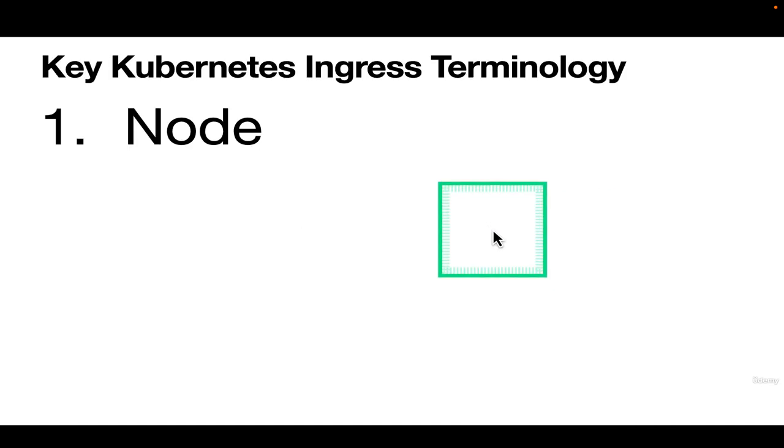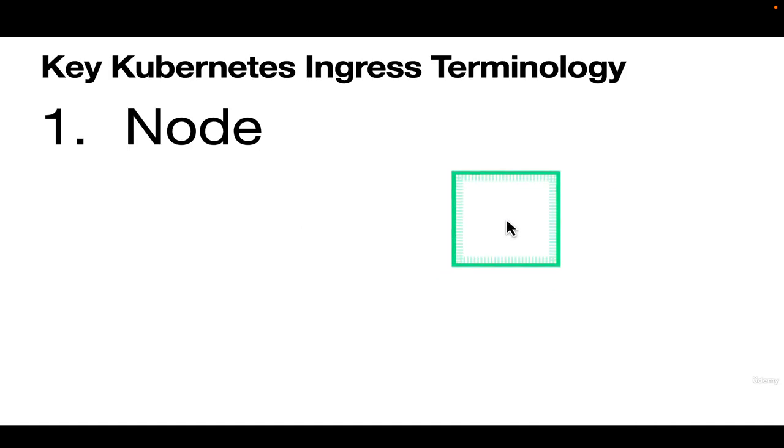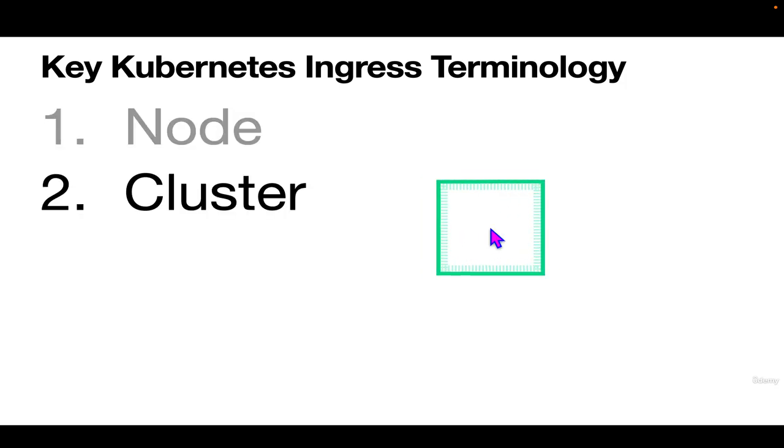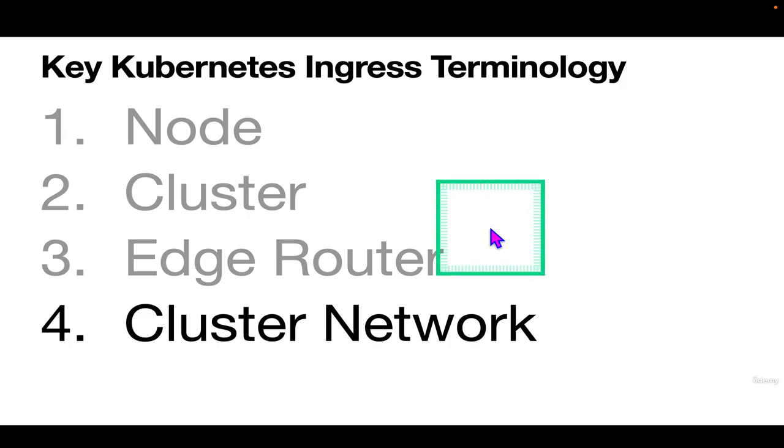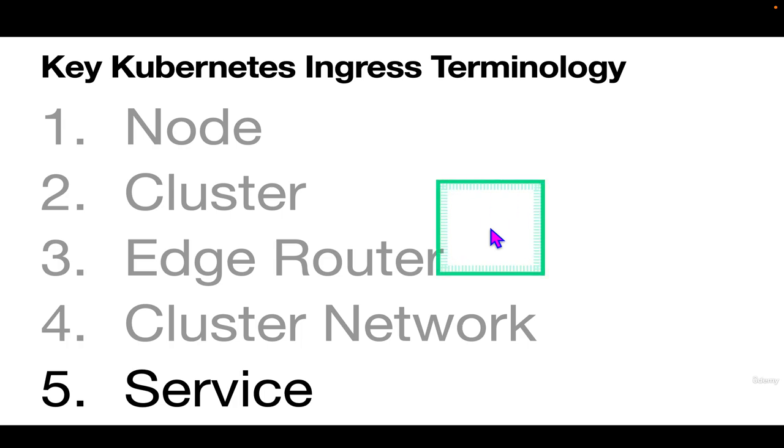Okay, a node is a worker machine in Kubernetes, part of a cluster, which we already know. A cluster is a set of nodes running containerized applications managed by Kubernetes. An edge router is a router enforcing firewall policy for the cluster. A cluster network is a set of links facilitating intra-cluster communication. And a service is an object identifying a set of pods using label selectors, typically assumed to have virtual IPs routable within the cluster network.